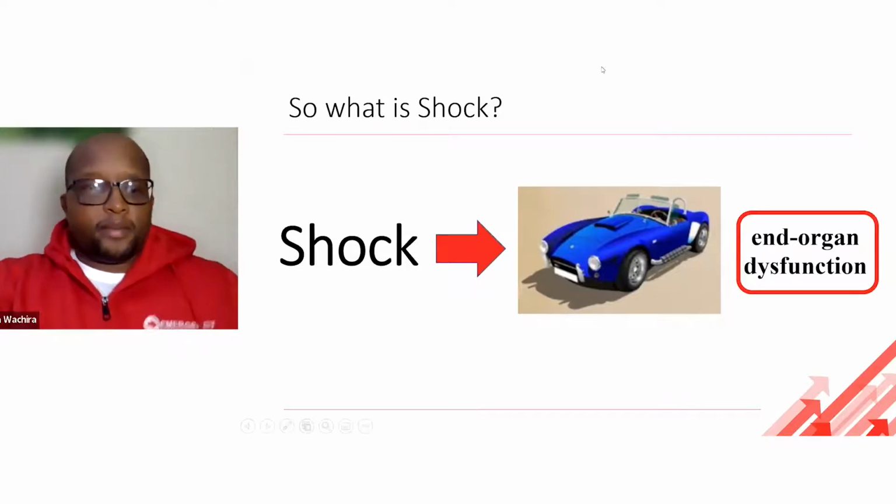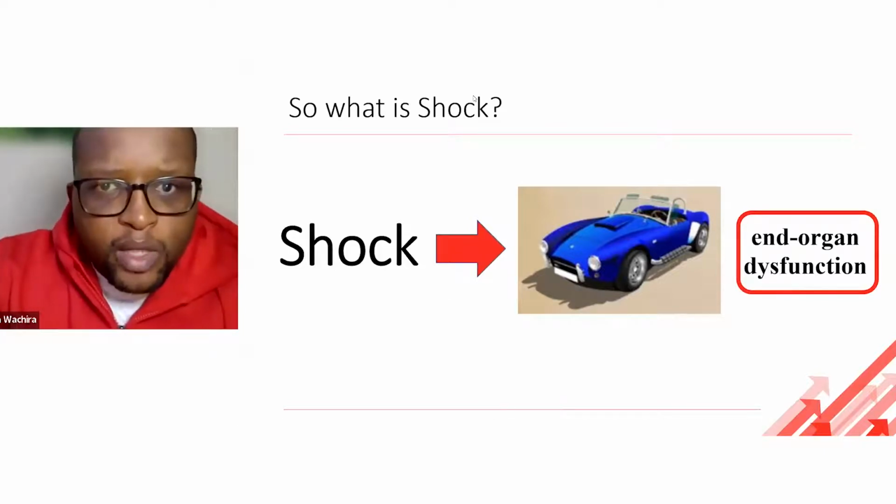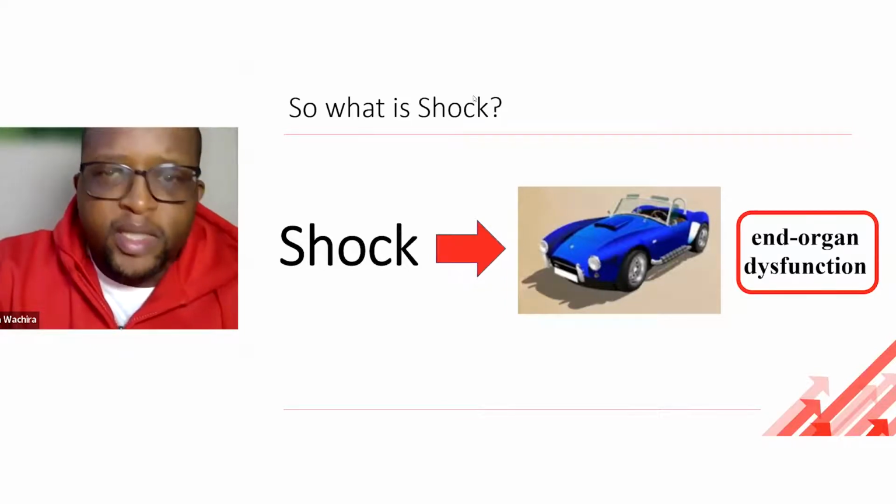All right, I see there's a question. How do adults compensate that is different from children in terms of stroke volume, systemic vascular resistance, and heart rate?